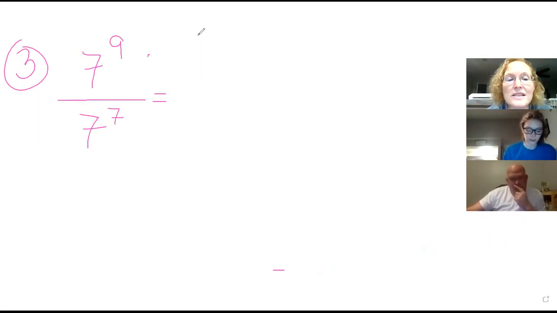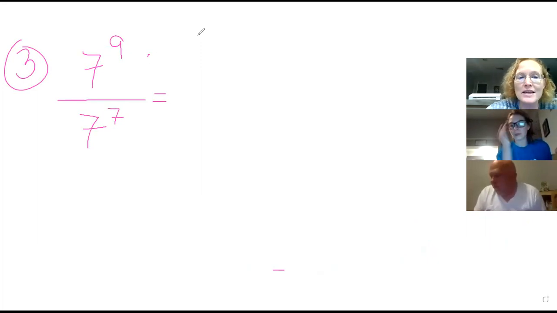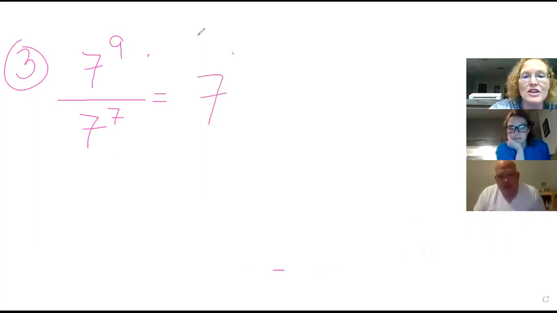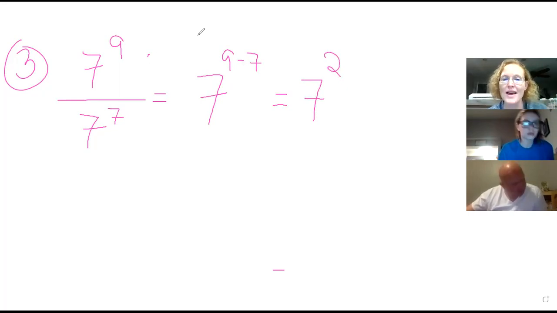Okay, so this one's really similar to problem number two in the fact that it is division. And so you're going to use that division rule. And so your base here is a 7. So this is going to be 7 to the 9 minus 7 power. And then 9 minus 7 is 2. But this one has one other thing about it. On that last problem, our base was a variable. And so we got to just leave it. On this problem, your base is a number. And if it's a number, they are going to expect you to actually evaluate it and tell them what that number is rather than just leaving it as something squared.